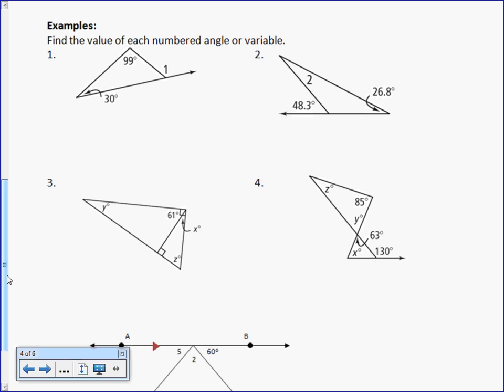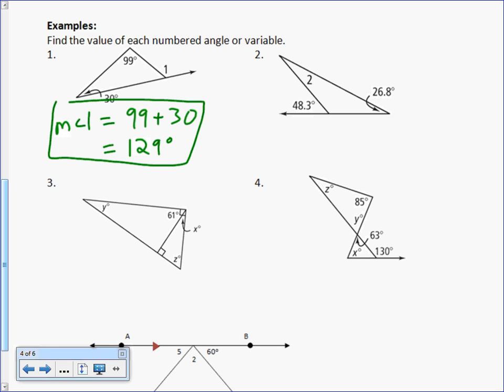We know that the measure of angle 1 is going to be equal to the sum of the two remote interior angles, which would be 99 plus 30. So the measure of angle 1 is equal to 129 degrees. Okay, directly from that theorem.